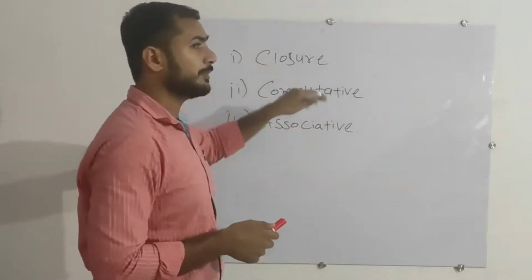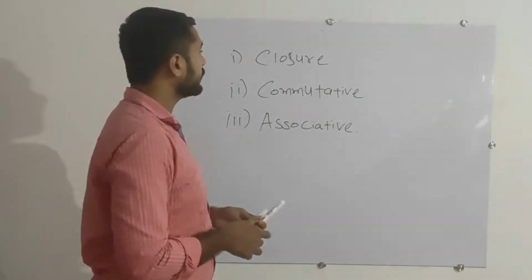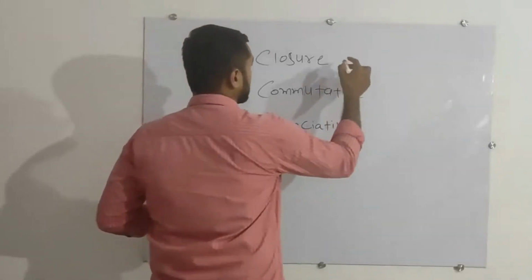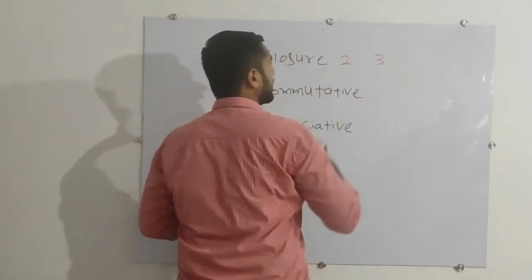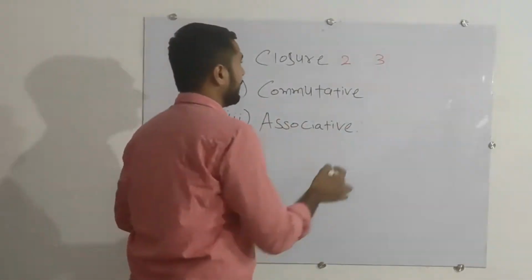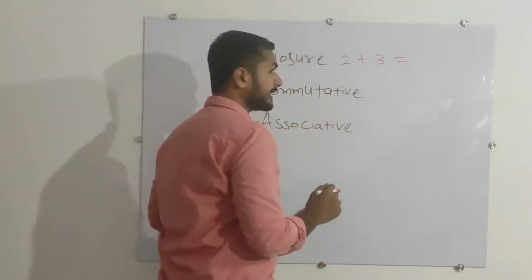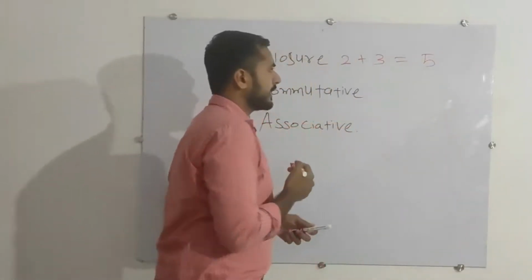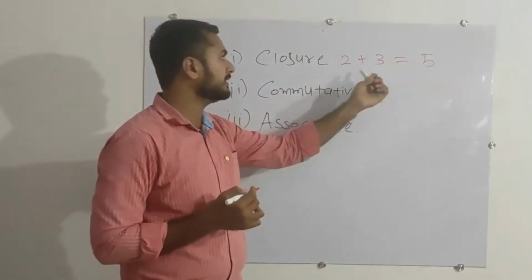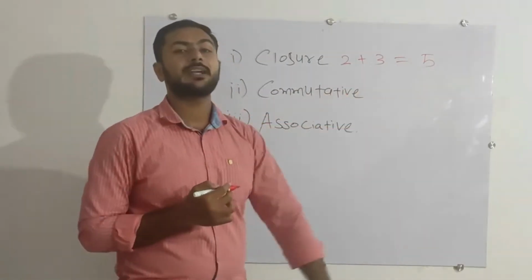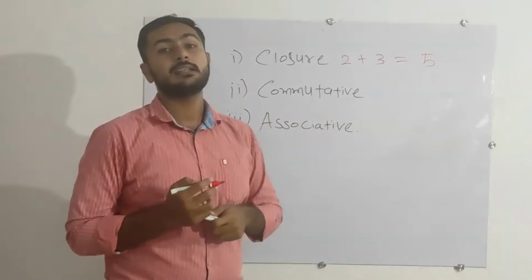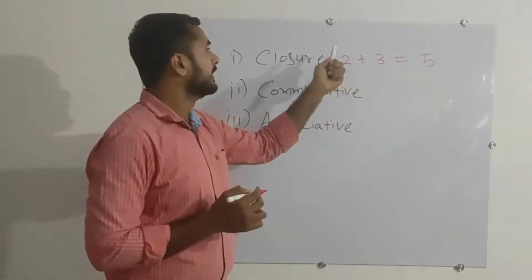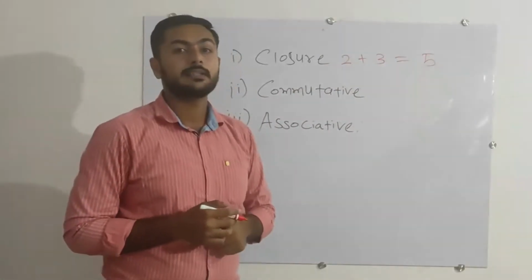For example, closure means suppose I select any two numbers from the natural numbers, like 2 and 3. If I do the operation of addition, what answer will I get? That will be 5. So we have to check whether 5 is a natural number or not, because both of these are natural numbers. If this is a natural number, it means natural numbers are closed under addition. Yes, that is positive. So natural numbers are closed under addition.